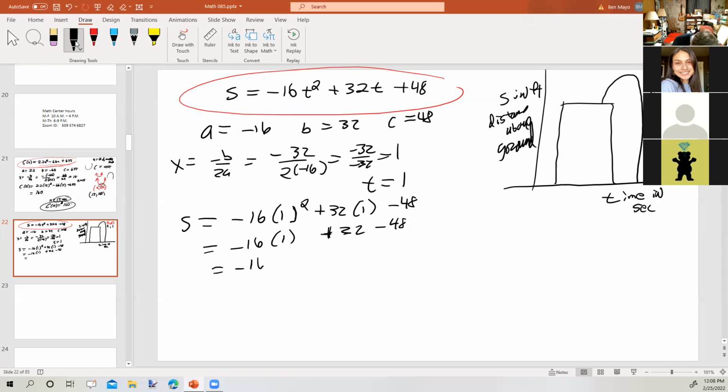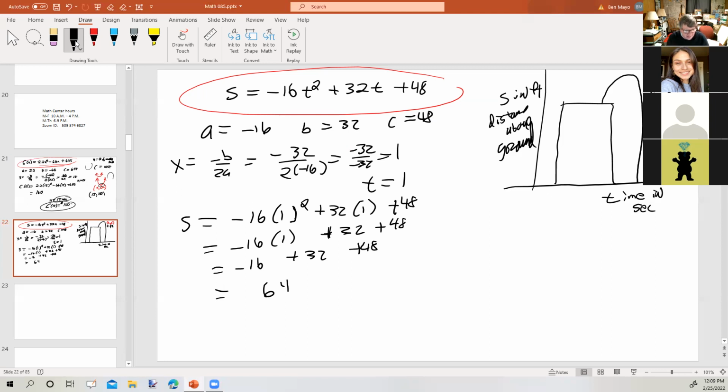So we get what? -16 plus 32 minus 48. Something's wrong there, isn't it? Is it plus 48? It is. I was just spotting it. Why did I know it was wrong? Because I was going to get a negative value, and it's like, okay, so after 1 second, the ball is underground. Something's wrong there. Usually if something doesn't look right, it isn't. So I've got 64 there. So the vertex is at 1, 64.